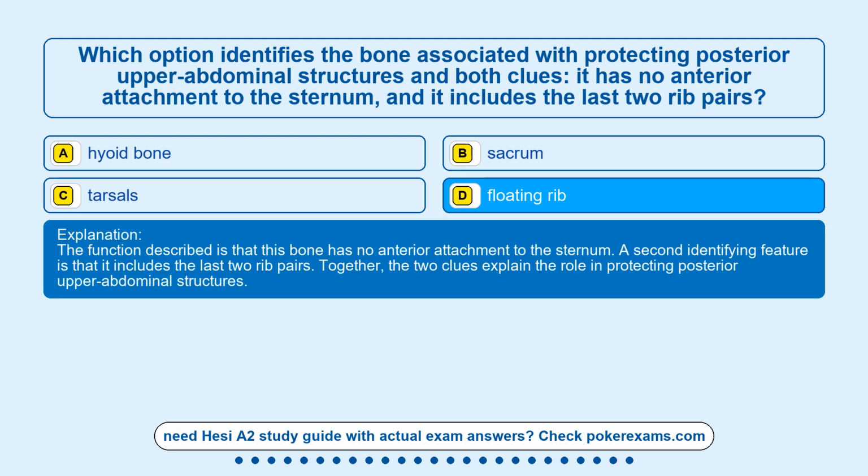The function described is that this bone has no anterior attachment to the sternum. A second identifying feature is that it includes the last two rib pairs. Together, the two clues explain the role in protecting posterior upper-abdominal structures.